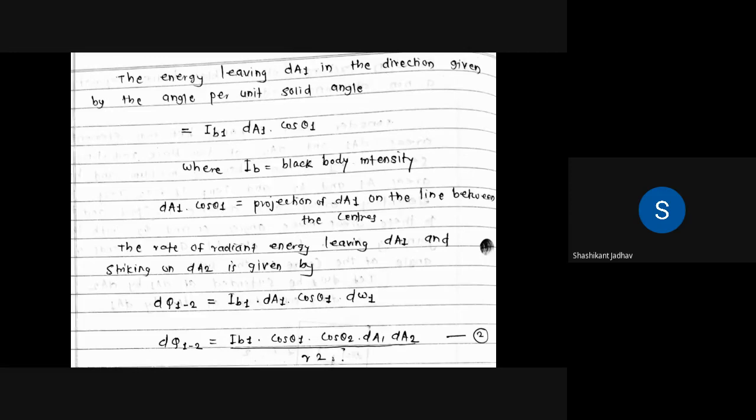Okay. So the earlier equation was given per unit solid angle. Now we have to take the solid angle also. So we have to multiply that particular equation by the solid angle. So the rate of energy leaving DA1 and striking on DA2. That is, the energy that leaves from the small area DA1 and strikes on DA2, we have to find out. So we write the notation DQ1 to 2.